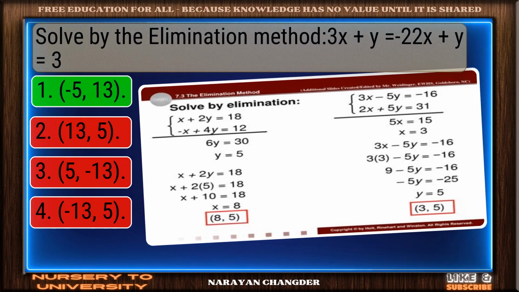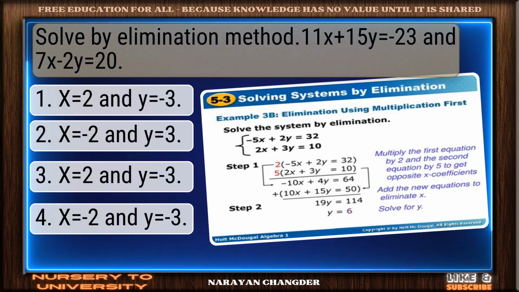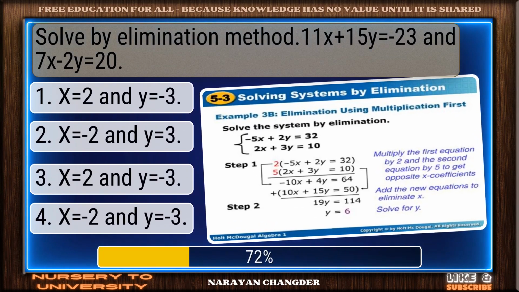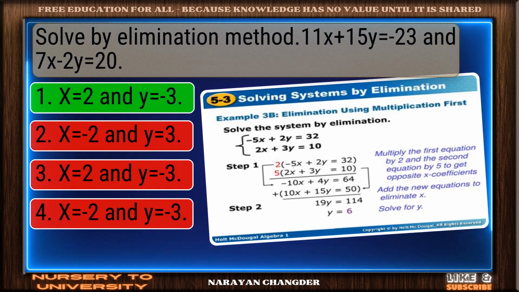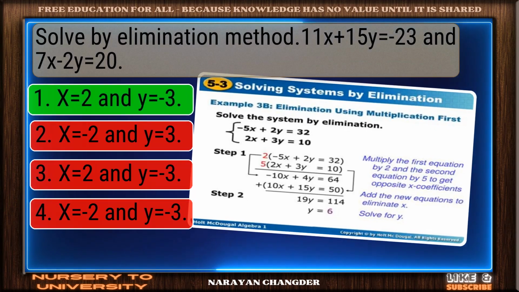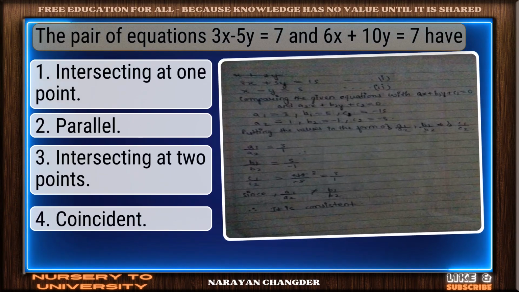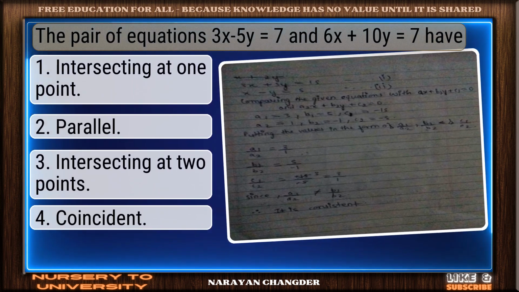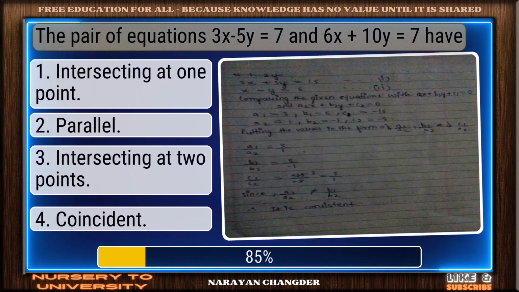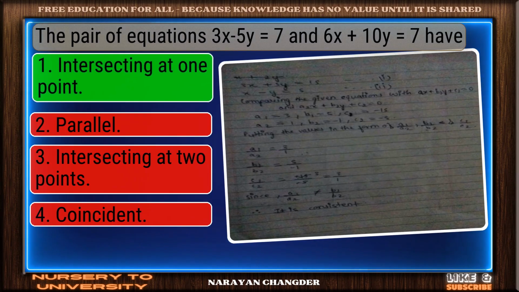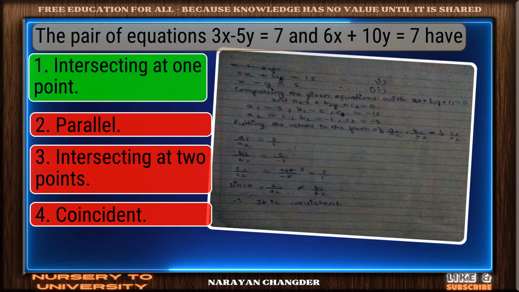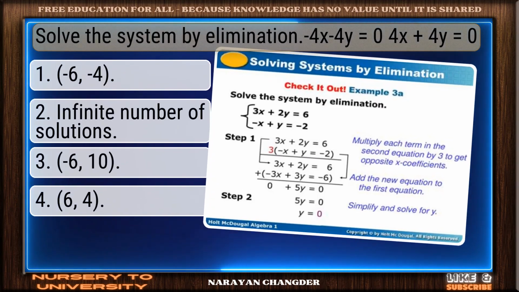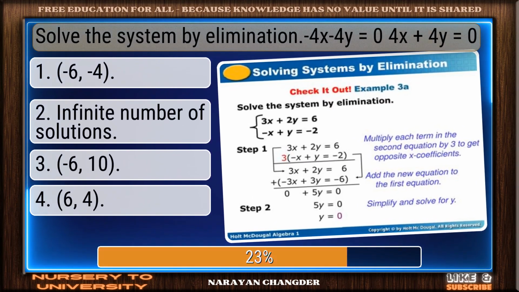Excellent. Is well reasoned. Solve by elimination x plus y equal to 5 and 7x equal to 20. Good job. X equal to 2 and y equal to 3 works well. The pair of equations 3x plus 5y equal to 7 and 6x plus ny equal to 7 have. Exactly. Intersecting at one point makes sense. Solve the system by elimination. 4x plus 4y equal to 0, 4x plus 4y equal to 0.